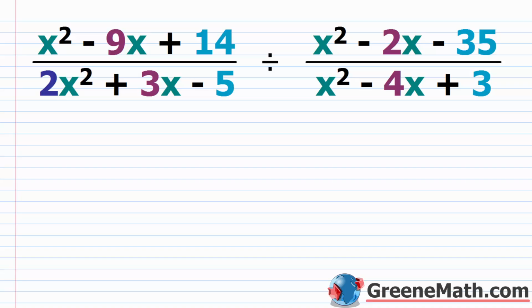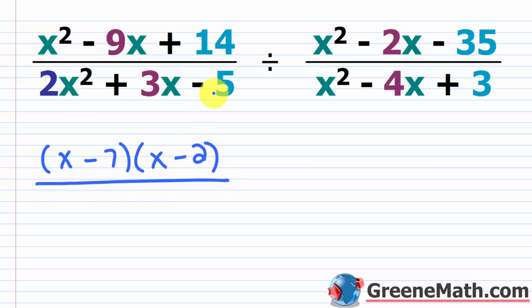So we'll look at x squared minus 9x plus 14 over 2x squared plus 3x minus 5, divided by x squared minus 2x minus 35 over x squared minus 4x plus 3. However you want to do this, the first thing I'm going to do is factor the one on the left. This is -9 and +14, so I need two integers that sum to -9 and give me a product of +14. That's going to be -7 and -2. So x minus 7 and then x minus 2. Okay, so I've got that one.